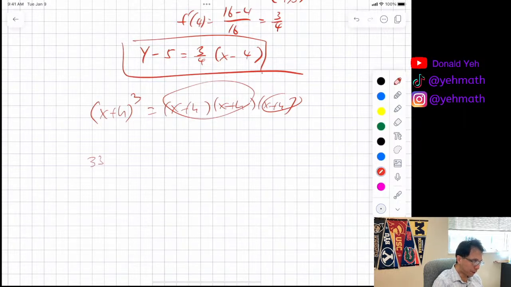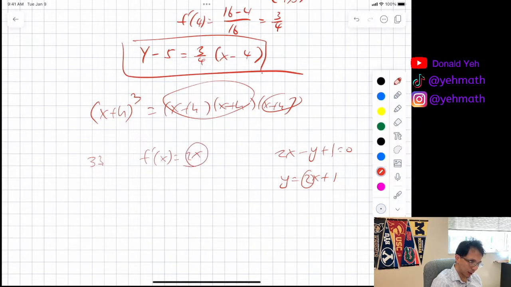33, sure. Okay, after 33, if I take a derivative, I should get 2x, right? And the other side is 2x minus y plus 1 equal to 0. So it'll be y equal to 2x plus 1. So think about this: the slope is equal to this. So 2x is equal to 2. Does that make sense? Because this is the slope, and if you take a derivative of this, it's going to be 2, because the slope is right in front of it. You don't even have to take a derivative. It's 2. So 2x equal to 2, x is equal to 1.